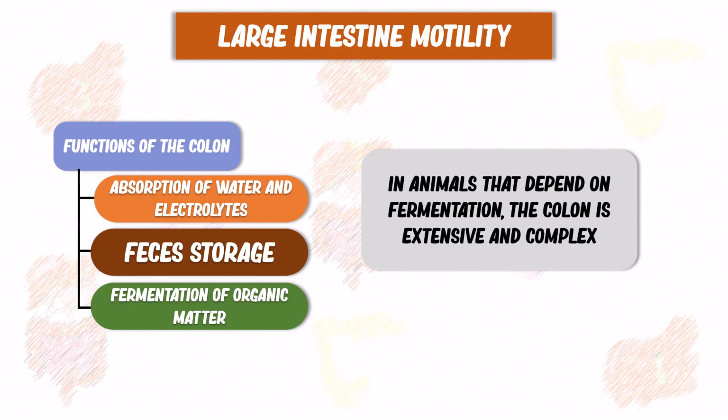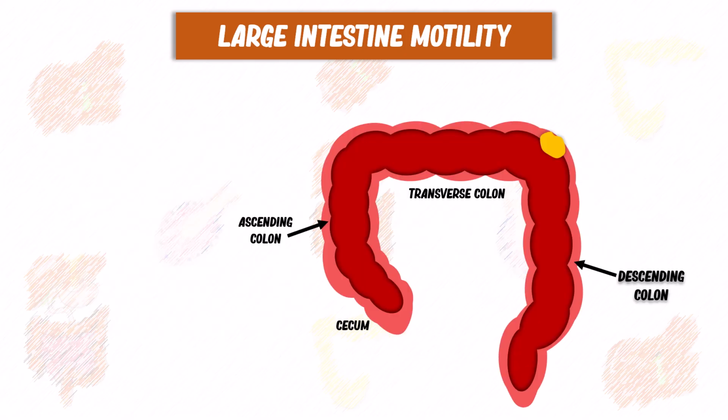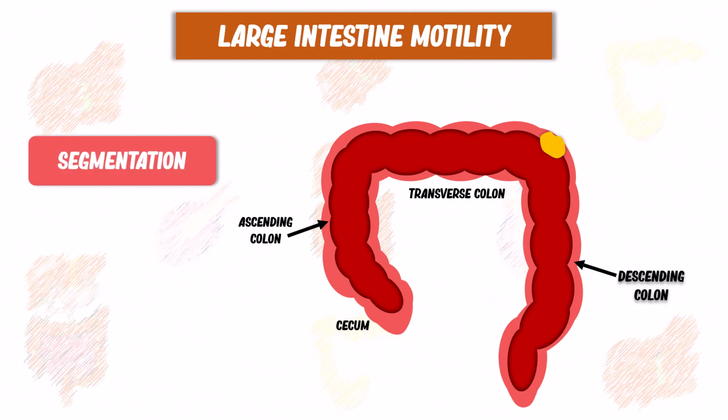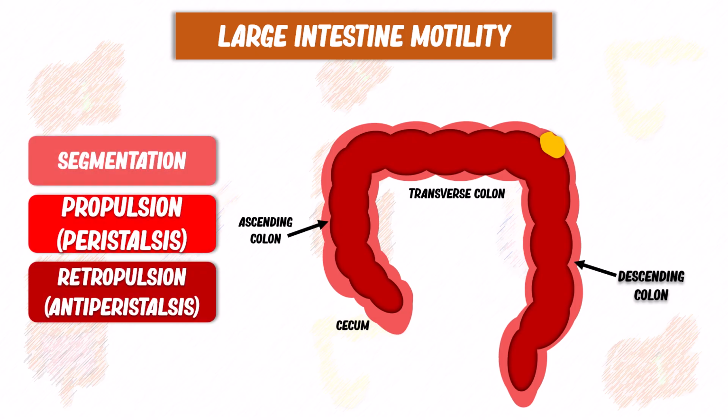This is quite different from carnivores like dogs and cats, which don't rely on fermentation and have a less complex colon. Despite these anatomical differences, the motility patterns are similar. The colon can perform segmentation movements to mix the contents, as well as peristalsis and antiperistalsis.